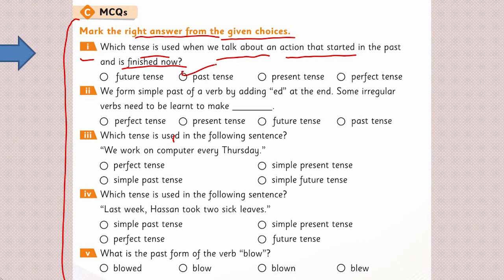Look at the second one. We form simple past tense by adding ed at the end. Some irregular verbs need to be learned to make what? Here we are talking about the simple past tense. So, the right option will be past tense here.